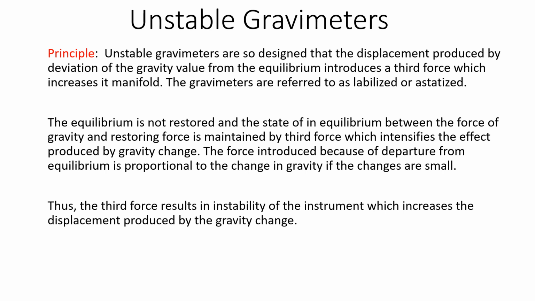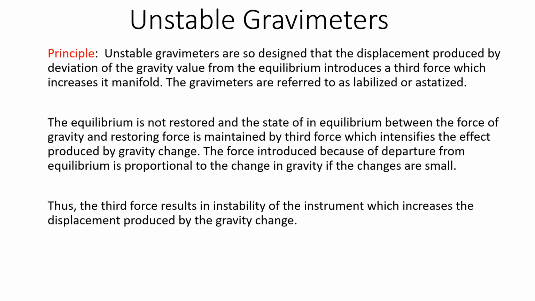Unstable gravimeters are designed in such a way that small displacements, which are generated because of small changes in the value of gravity, introduce a third force. This is the third force which is in addition to the two forces that we have, that is the restoring force and the force of gravity. This third force increases the displacement which has been produced by the gravity change. So the third force increases the displacement manifold.